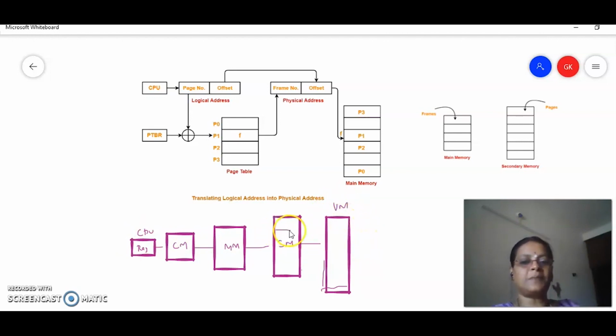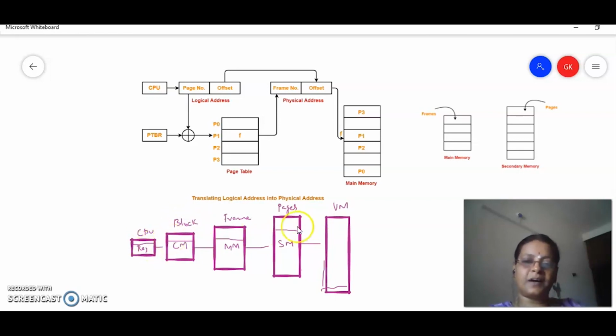Now, each memory is going to be partitioned into different units. Suppose, for example, we consider secondary memory: it is going to be partitioned, and each partition in the secondary memory is going to be called a page. When it comes to main memory, each partition is called a frame. And when it comes to the cache memory, the group of locations inside it is called a block. And when it comes to registers, it is called a line.